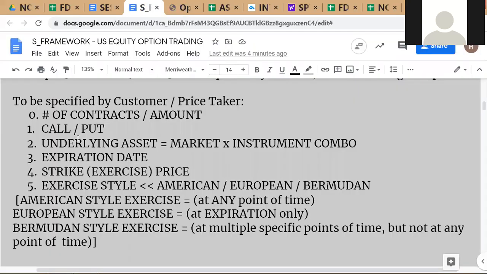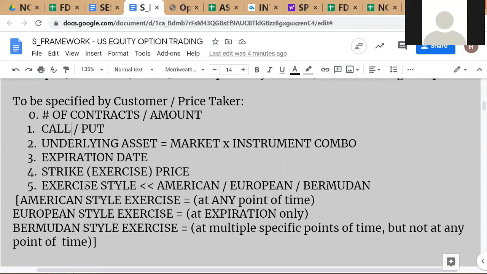Those are the two assets, and it is trading on a spot basis. So you have to tell the market maker that it is the SPY spot. Okay, so underlying asset, you have to specify not just the market, but also the instrument. So the market instrument combination has to be specified. That's what I mean by point number 2.